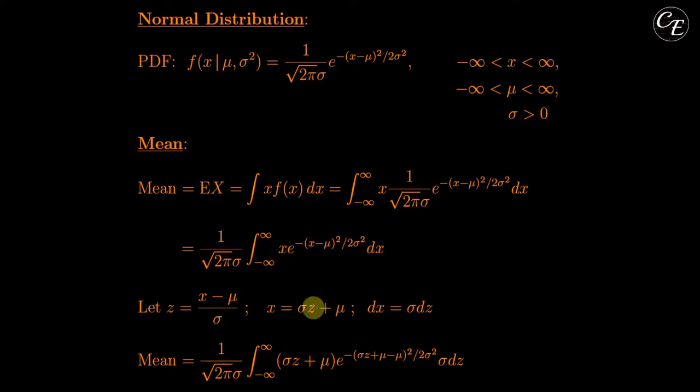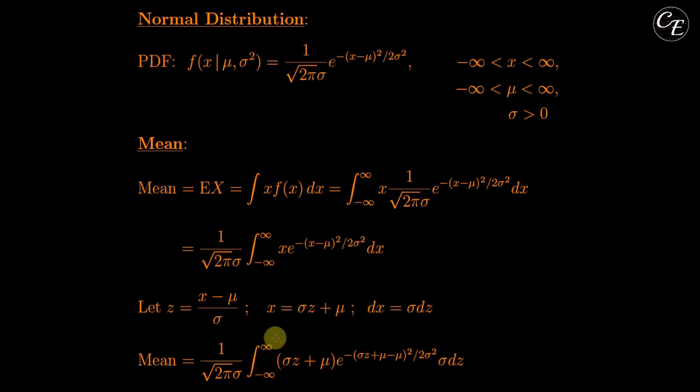For x, let us use sigma z plus mu in here. Then e raised to negative (x minus mu) squared, where for x we use this again, so we have sigma z plus mu, then minus mu, over 2 sigma squared. Then for dx, let us use this one, so we have sigma dz.